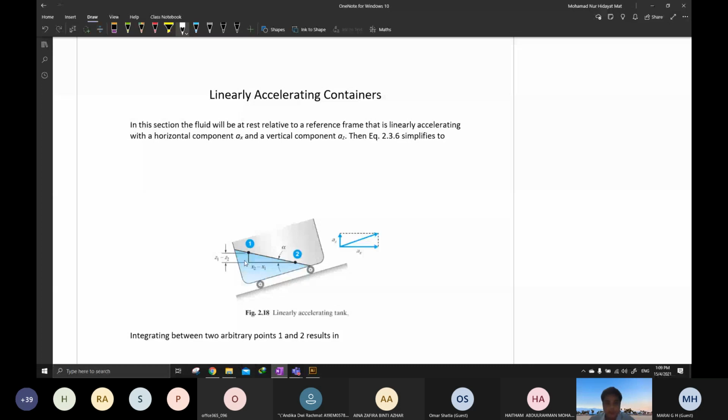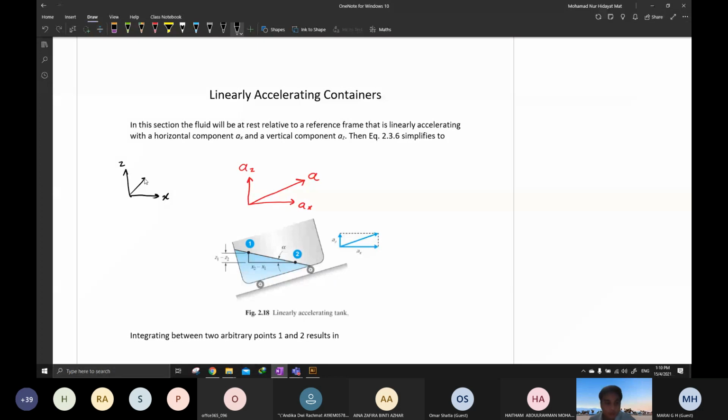Okay. That is linearly accelerating with the horizontal component AX. So that means the motion of the container is in this direction. So this container has the acceleration in this direction, which we can separate into two components: AX, this is the total acceleration, and AZ. Consider that we have the coordinate system. This is our coordinate system, X, Z, and Y.